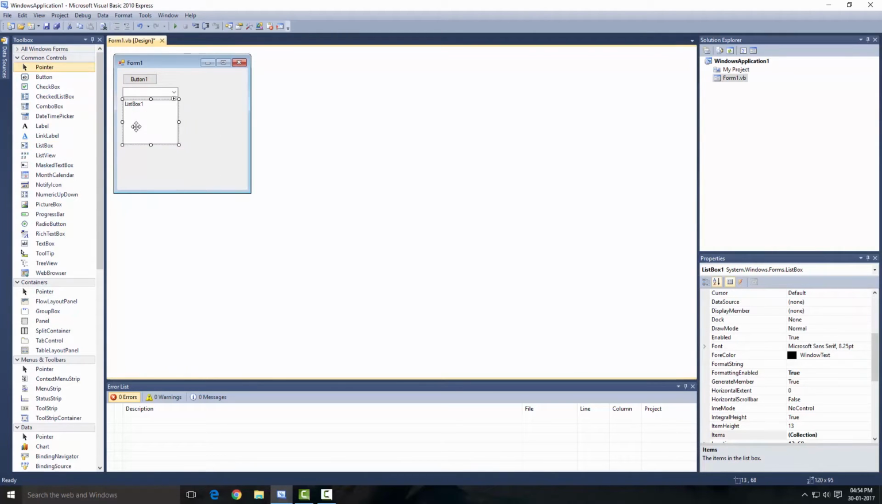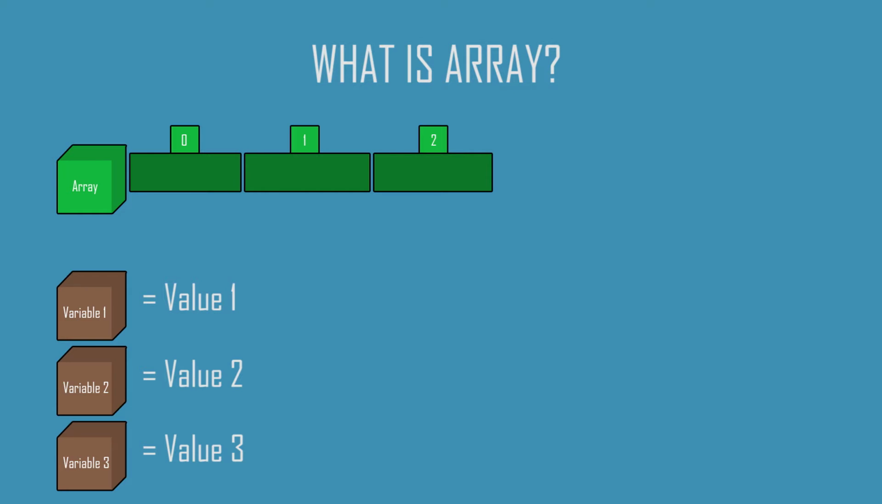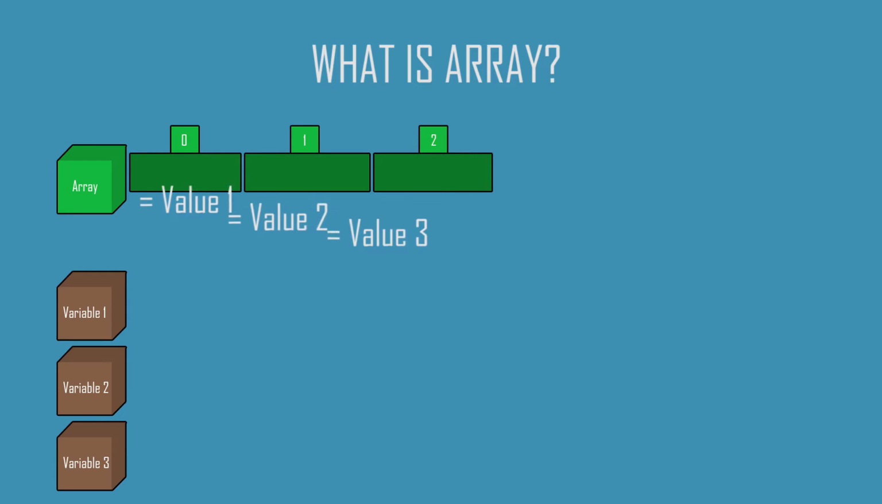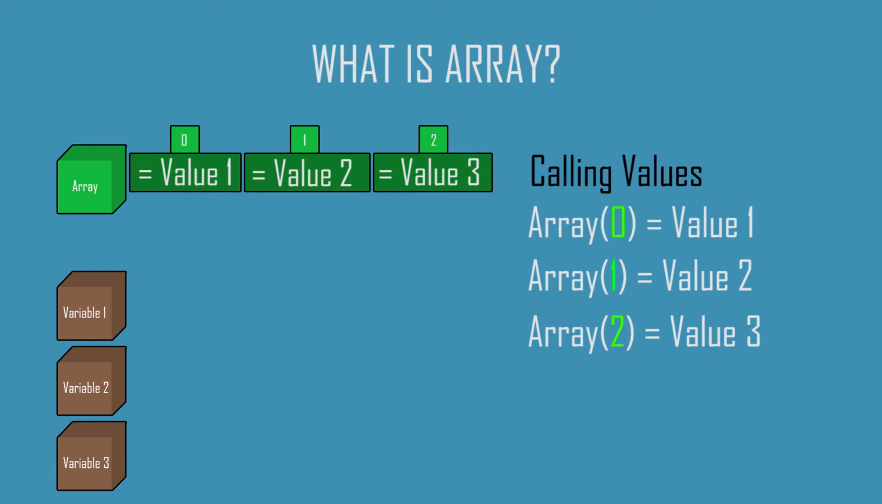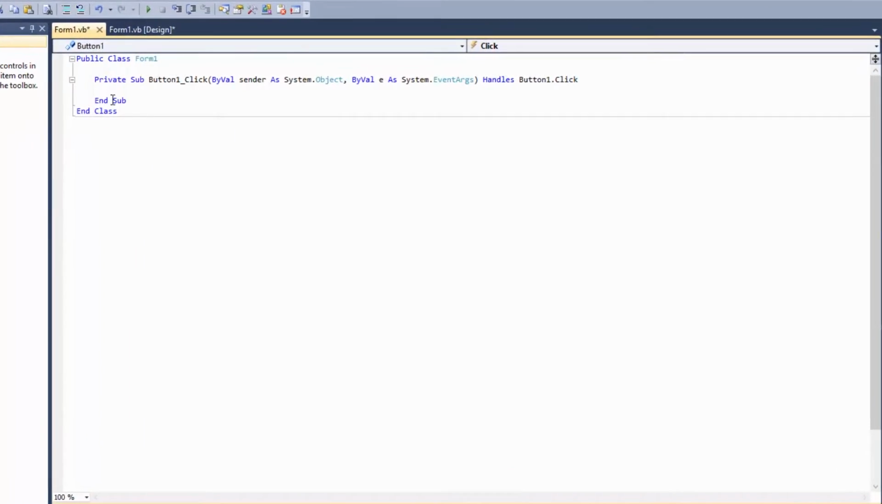Alright, so the first thing that comes to mind is, what is an array? Well, instead of creating lots of variables, you can just create one array and put all the values of those variables inside the array. And you can call those values using the array's index number. So let me just give you an example. Let's double click on the button.